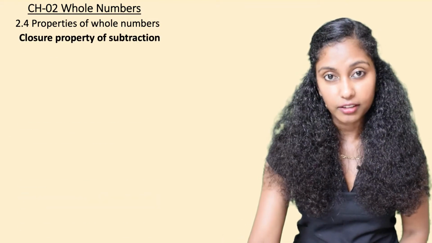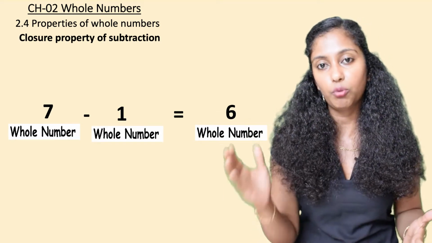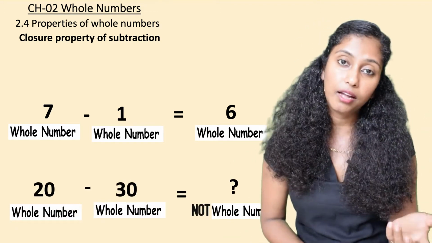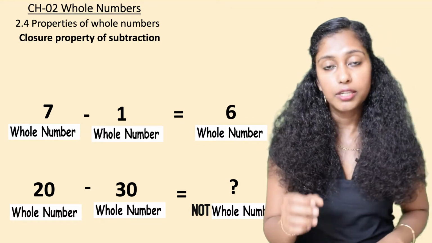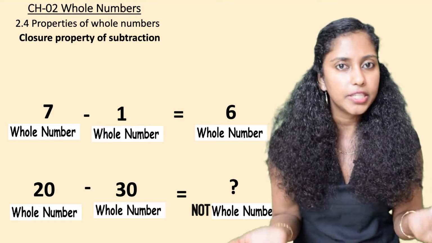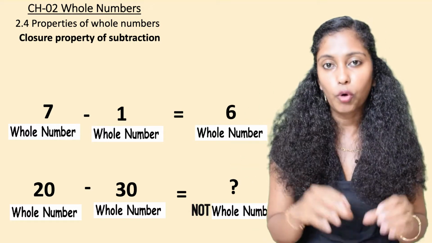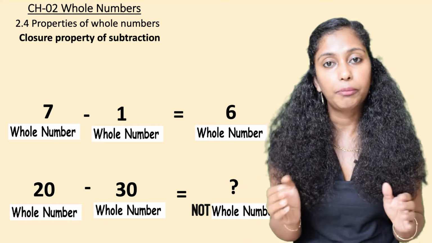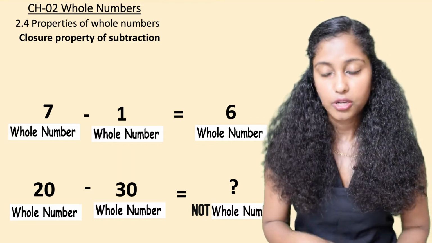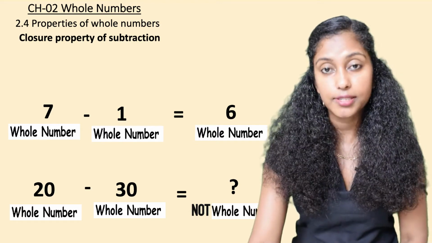So we just check the closure property of subtraction. So here we have one whole number 7, the other whole number 1. So 7 minus 1 gives us 6, which is absolutely a whole number. Whereas in the other example, if we check, 20 is a whole number and 30 is also a whole number, but when we do 20 minus 30, we do not get any answer. That is because 20 is a smaller number and 30 is a bigger number. So what we conclude is, when we subtract two whole numbers, we do not always get a whole number. So this means that whole numbers are not closed under subtraction.